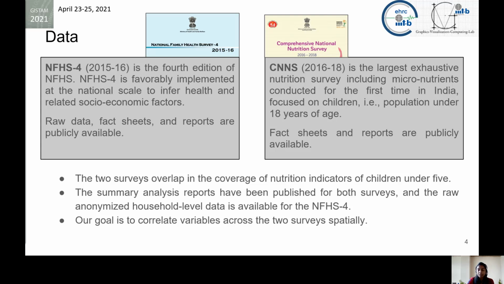CNNS, implemented during 2016-18, is the largest exhaustive nutrition survey, including micronutrients, conducted for the first time in India. This survey is focused on all children, that is, population under 18 years of age. Both surveys overlap in the coverage of nutrition indicators for children under 5. The summary analysis report have been published for both surveys, and the raw anonymized household level data is available only for the NFHS4.